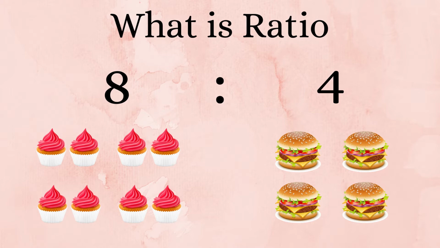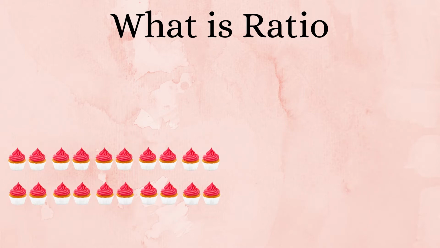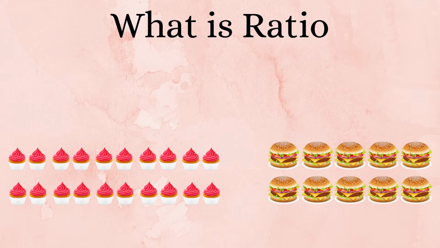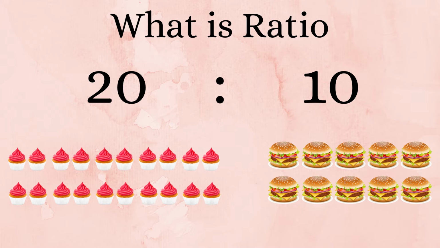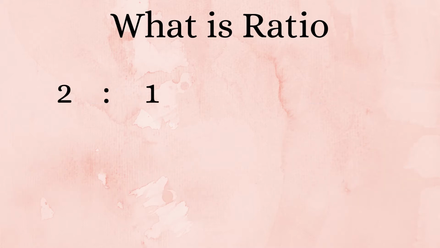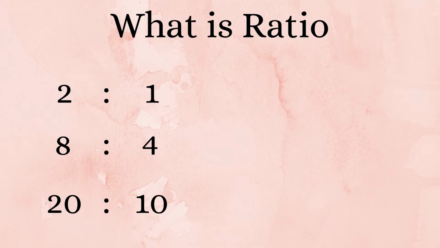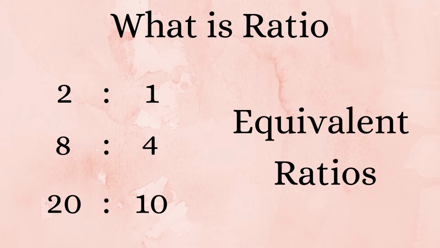What if you invite 10 friends over? You will need to have 20 cupcakes and 10 burgers. The ratio here is 20:10. Now let's look at all the 3 ratios that we discussed. 2:1, 8:4 and 20:10. All these ratios are called equivalent ratios.